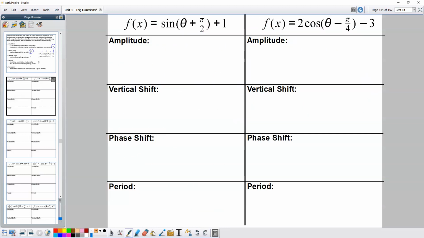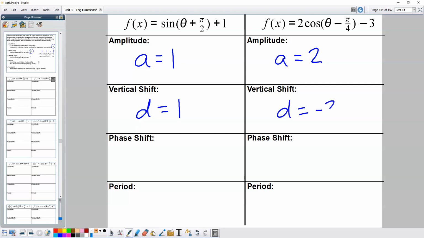Amplitude on this one is A equals 1. It's that number right out front. There's just a 1 out there. Amplitude on the one on the right is 2. Vertical shift on the left side, vertical shift D on this one is 1. And on this one, D equals negative 3.